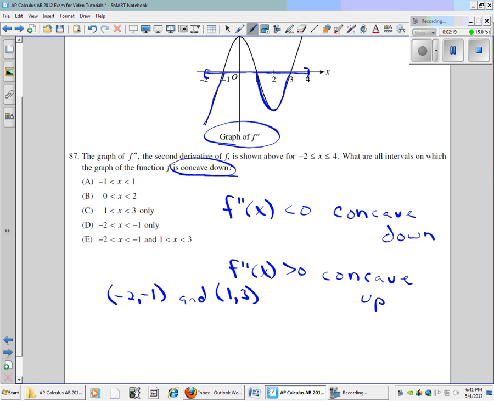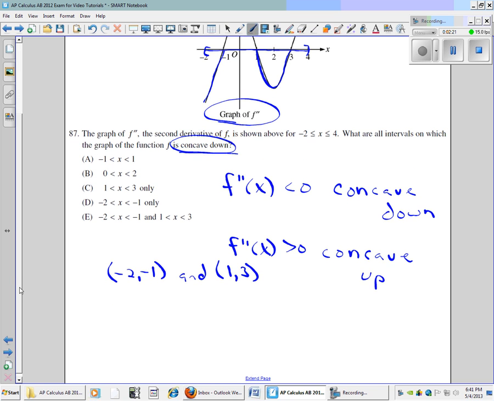the x-axis. But that's not the notation that we're given here. We want to find one that matches this notation. And so from -2 to -1, and from 1 to 3 is our answer. And that's letter E, answer choice E.